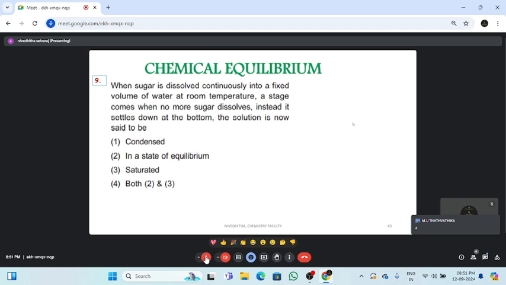So now the solution is said to be a saturated solution. Whenever the system is at saturation, that system is at equilibrium, right? So the answer is both 2 and 3. Okay. Shall we move on to the next question?